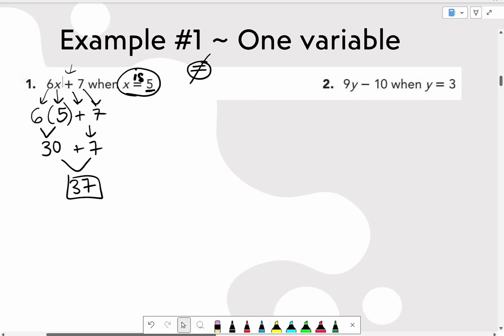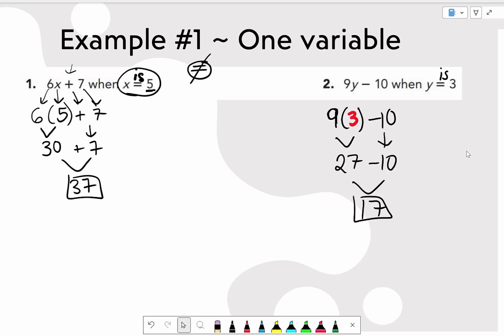All right. To the right, we have another example. So I'm going to give you 1 minute and you can solve and then you can check your answer. All right, here's the work. You should have that y becomes a 3 because that's what we're substituting. That's the information they gave us. So we have parentheses again, which means multiplication. 9 times 3 is 27. We're going to subtract 10 and that equals 17.